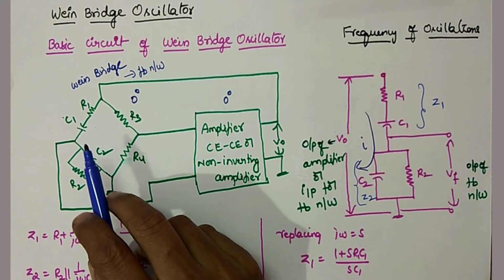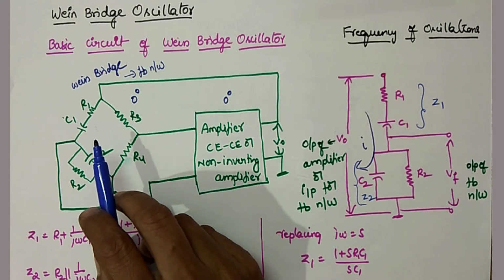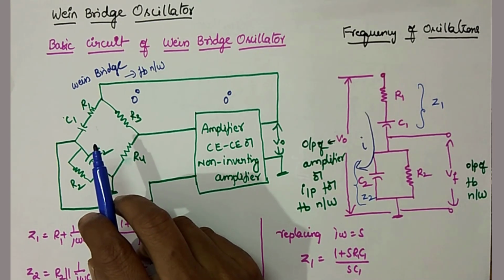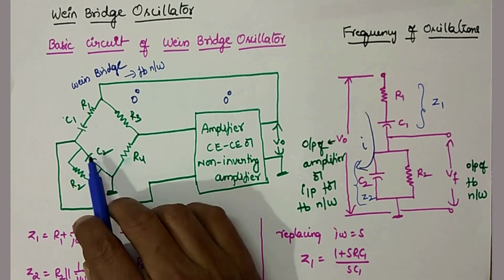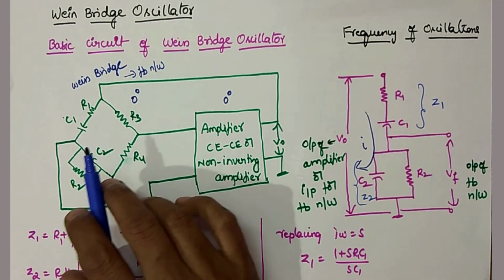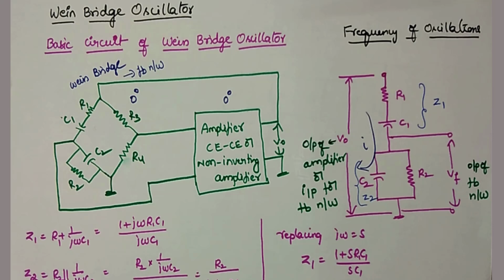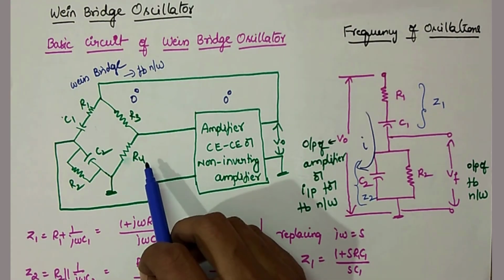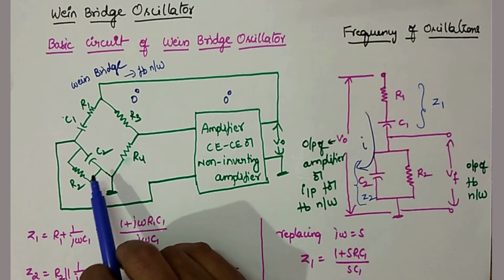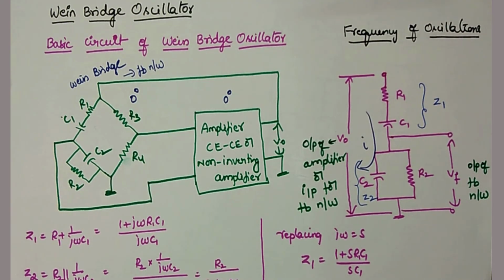Whenever the bridge is balanced, what happens? When the bridge is balanced, it won't produce any phase. These capacitors won't produce any phase. Suppose one capacitor produces some phase, another capacitor will compensate that phase. Totally, it works like a 0 degree phase shift network. That is the reason for using R3 and R4 and overall the Wein bridge concept, because we must have 0 degrees from the feedback network.